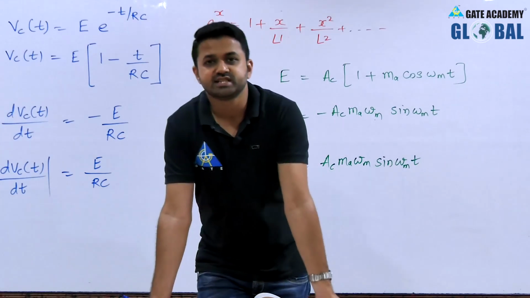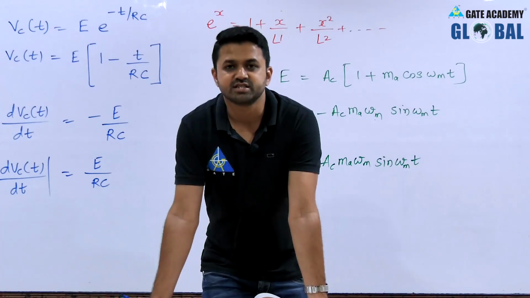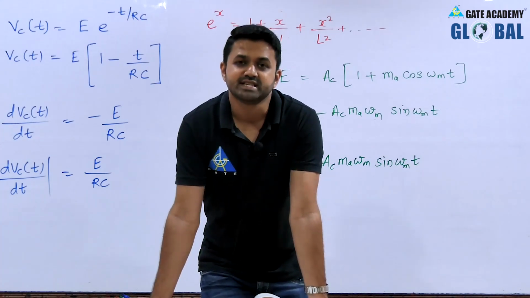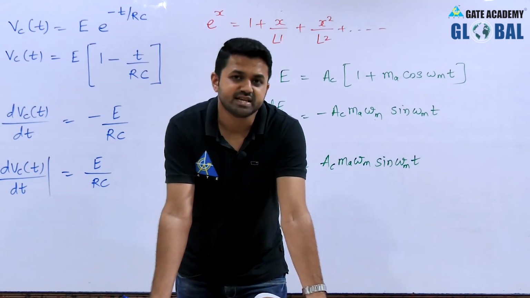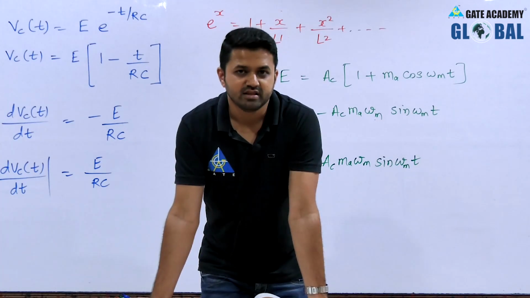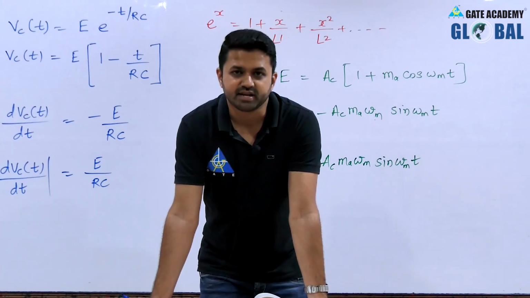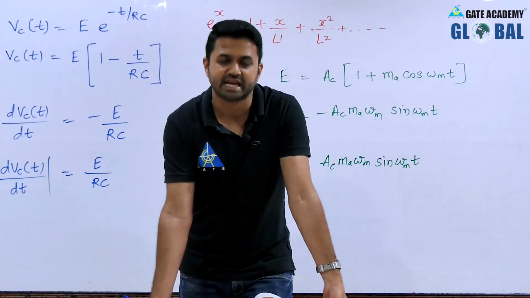And the fourth condition you should remember, to avoid diagonal clipping, the time constant RC should be less than 1 upon message signal frequency. If it is multi-tone, then it should be less than 1 upon the maximum frequency component present in the message signal. So this is all about the envelope detector, and we will solve a few questions based on this envelope detector also.